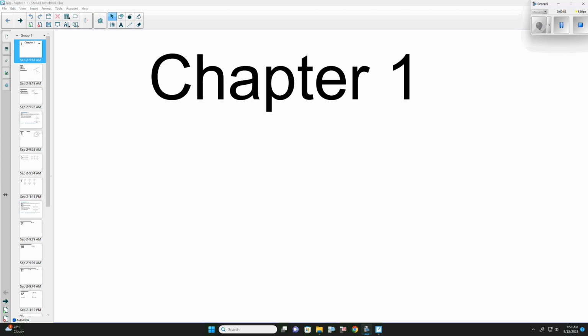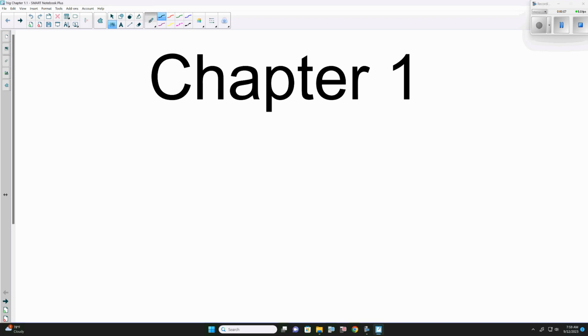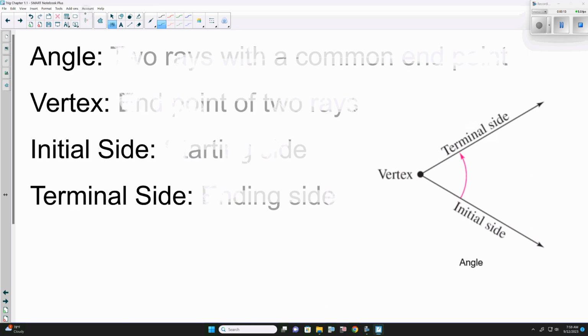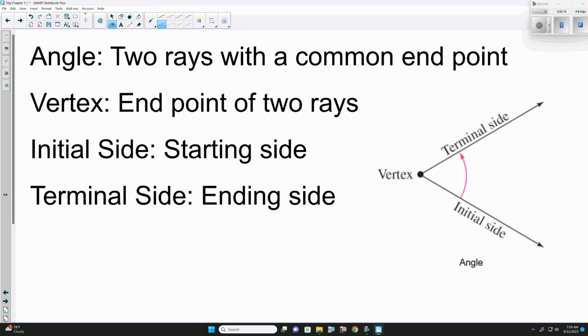The nice thing is, starting with this chapter, we're going to actually have note sheets for you all to follow along with, unlike Chapter P. Now with Chapter 1, the first thing we're going to have is some vocab terms.